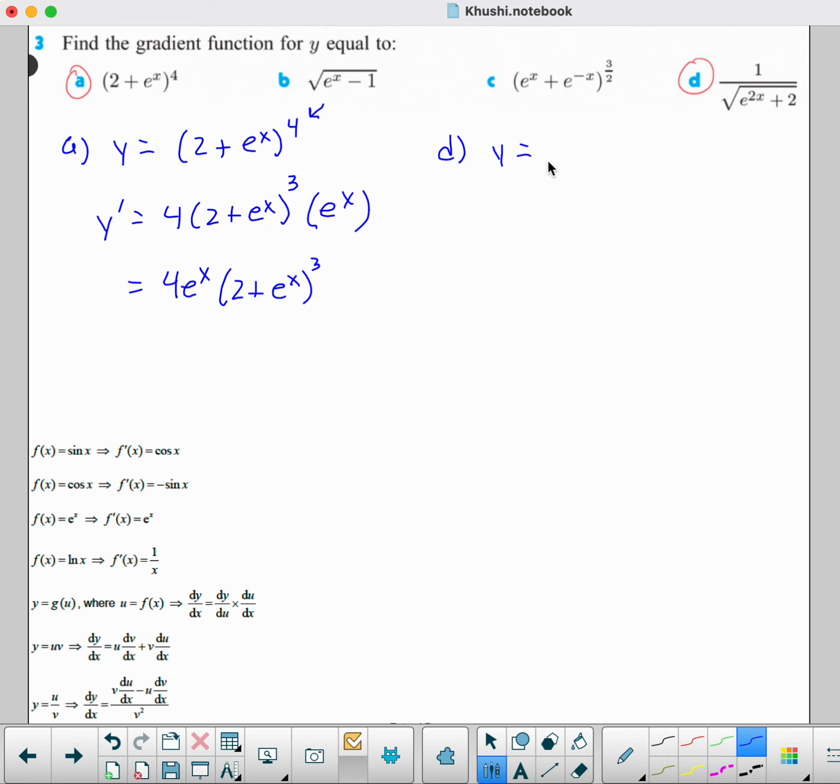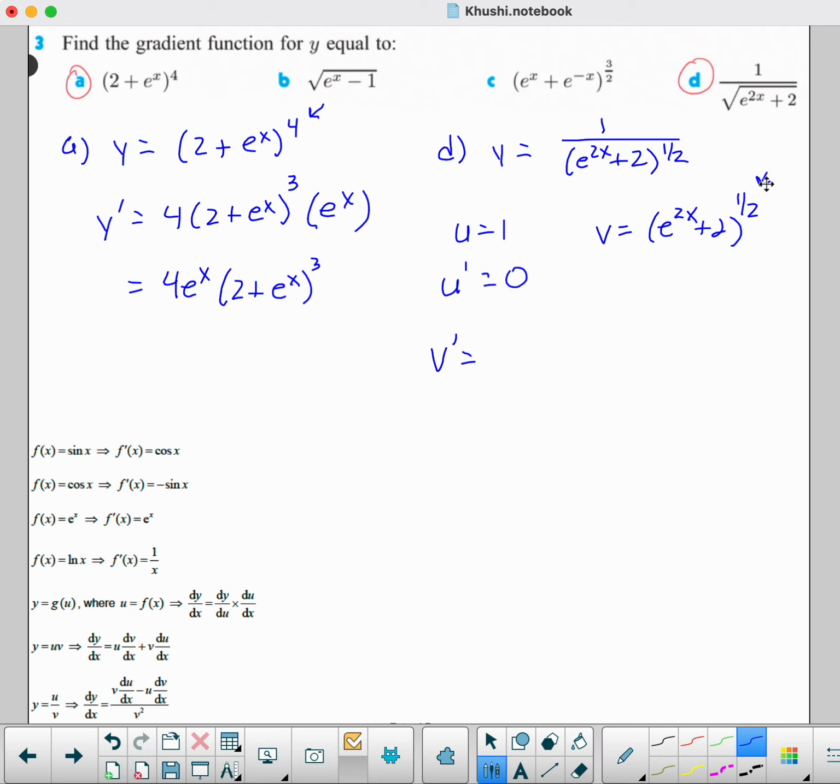Quotient rule, so y equals 1 over, I'm going to rewrite it, (e to the 2x plus 2) to the 1/2 power. u equals 1, du equals 0, hooray! Makes life a little easier. v equals (e to the 2x plus 2) to the 1/2 power. We got all kinds of chain rule happening here. First thing, in fact, I'm going to write it down here because I'm going to need some real estate.